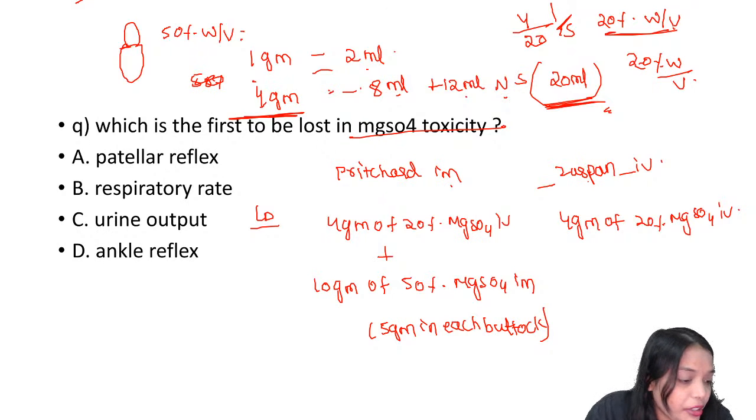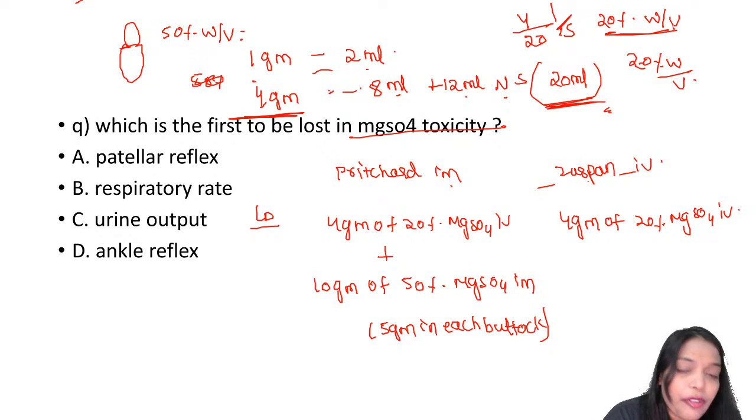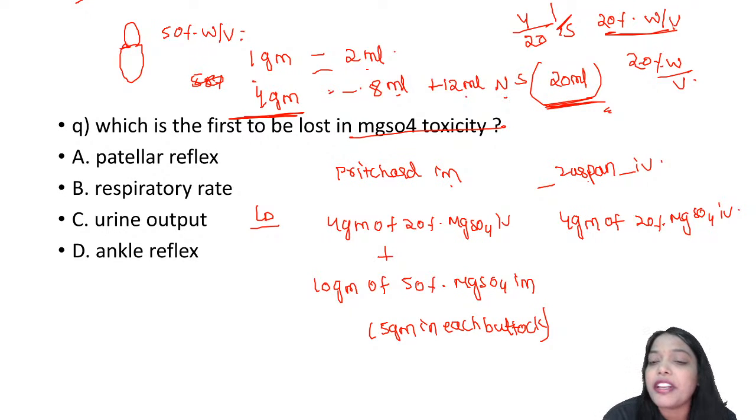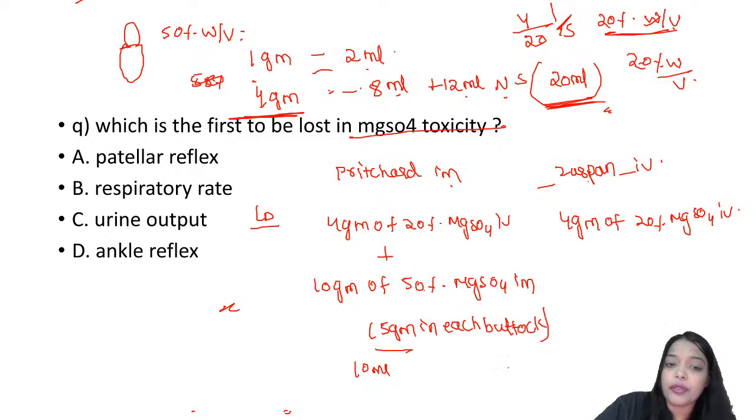Okay. So loading dose, how are we giving? We add 8 ml of magnesium sulfate to 12 ml of normal saline, and that entire 20 ml I'll give slow IV. But for the 10 grams, do I require any dilution? No, it is 50%. It is available also in 50%. 5 grams in each buttock, that means how many ml in each buttock? 10 ml injection in each buttock I have to give. Okay.